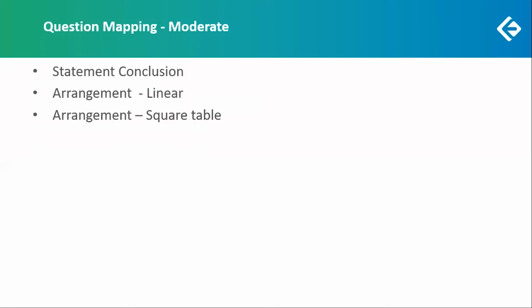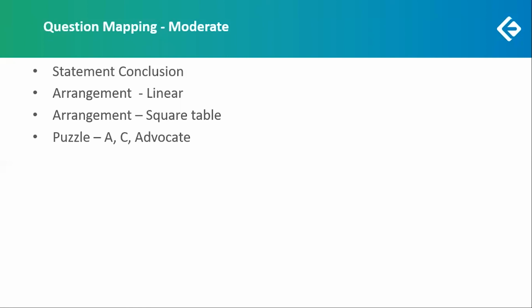Again, an arrangement based question. So 8 people were to be arranged around a square table, and there were instructions given, and we had to find out a group of 3 ladies out of a group of 8 persons. So that was the objective of the question.